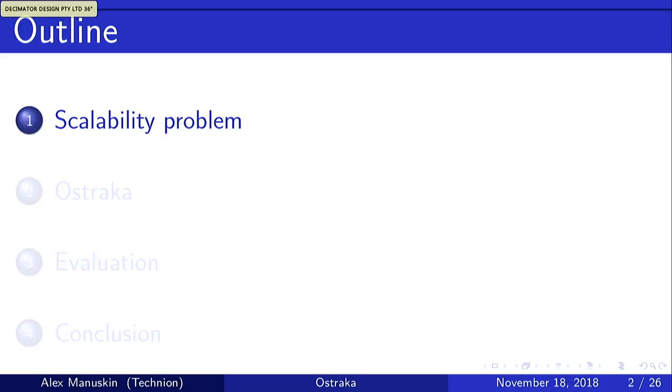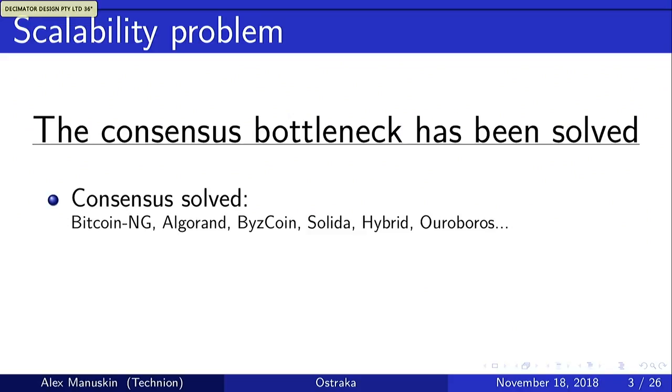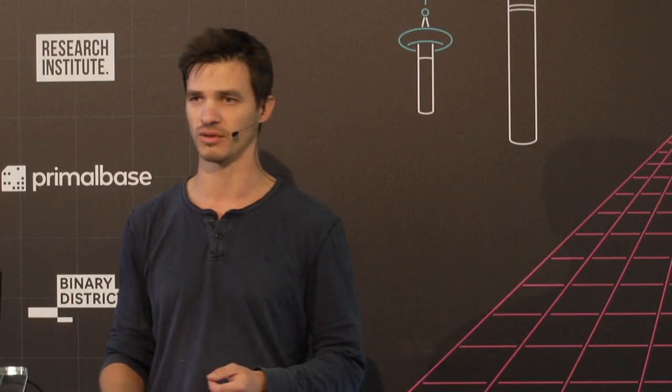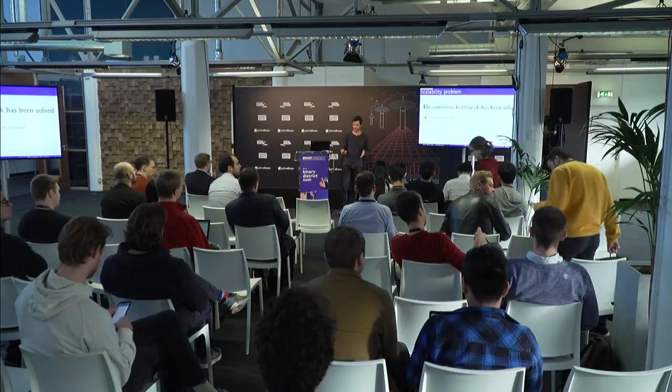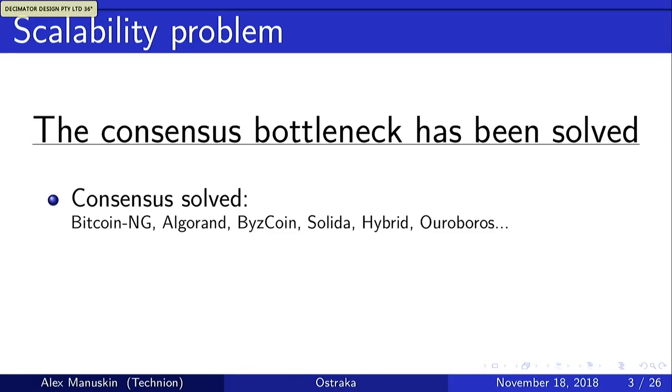Okay, so let's talk about the scalability problem. This is what we're all here for. Current blockchains don't scale well. And one of the reasons they don't scale well at the moment is a consensus problem. So a bunch of smart people got together, came up with many possible solutions for the consensus problem, whether it is Bitcoin NG that says let's decouple leader election from block creation, or some sort of BFT protocol that enables us to achieve consensus on many transactions fast.